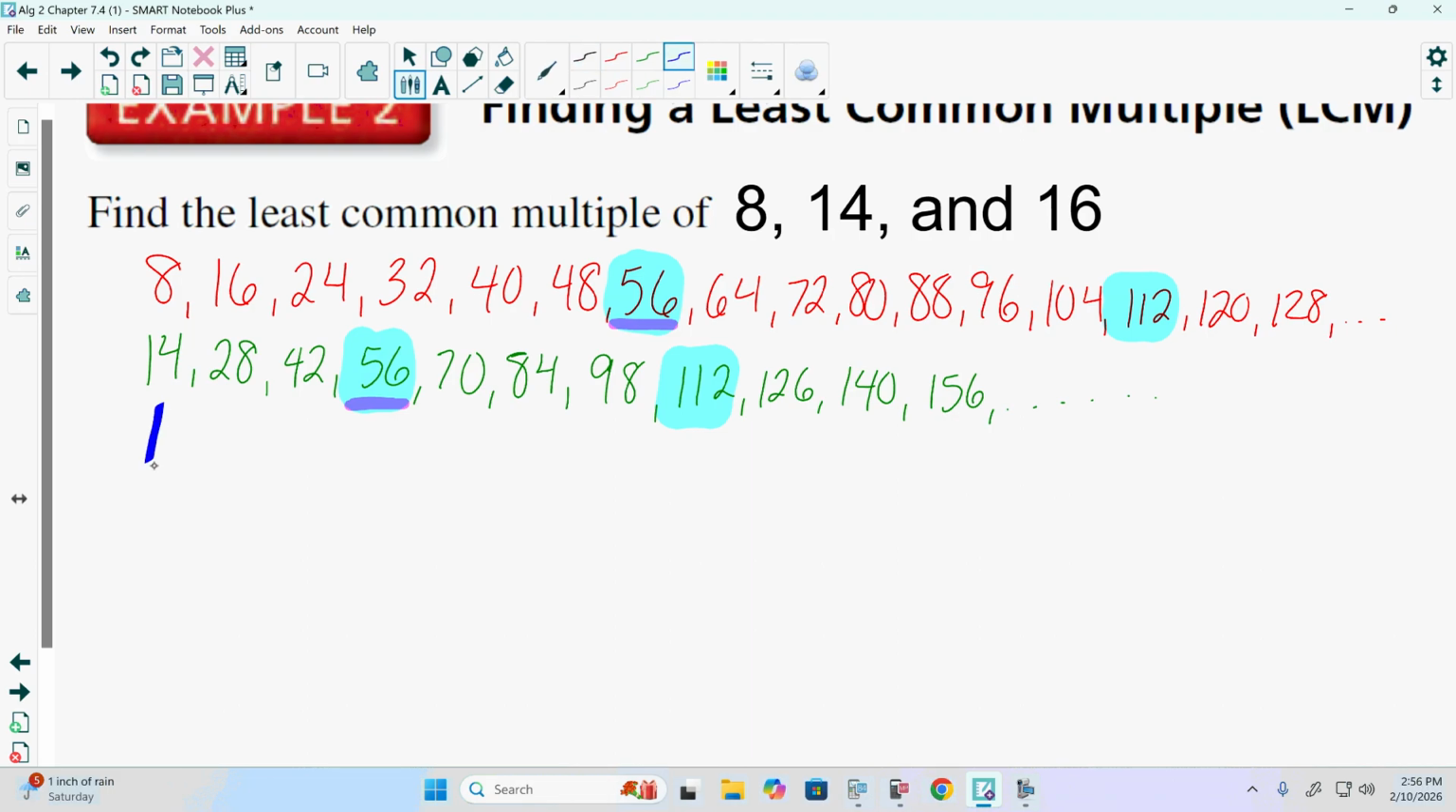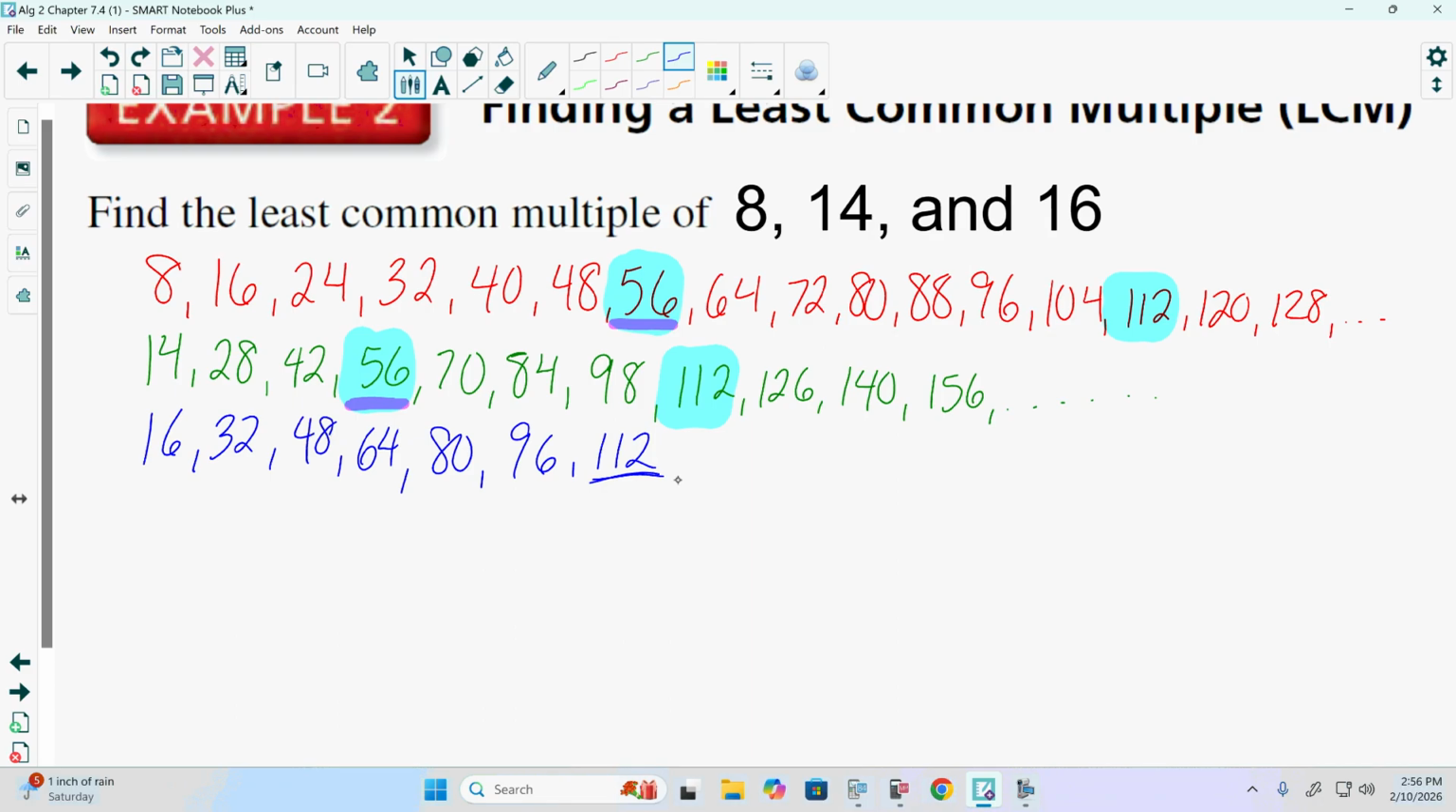So we'd have to do the same with 16. 16, 32, 48, 64, 80, 96, 112. So the least common multiple between these three numbers is 112.